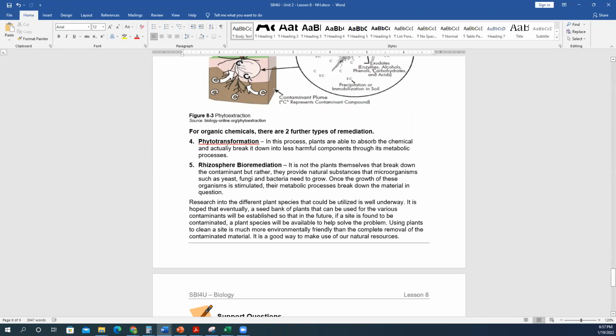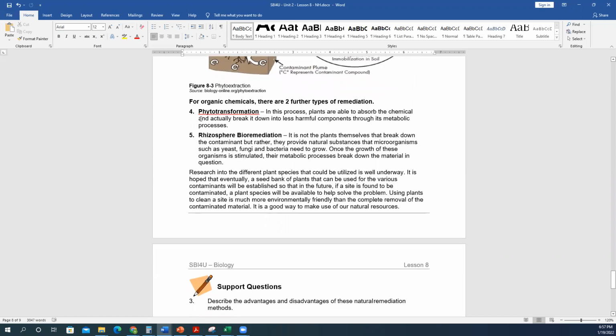phytotransformation. As you can imagine, you can use the title to help you remember what this process is about. Phyto is for the plant, and then transformation. So that contaminant, that organic chemical, is being metabolically transformed into less harmful chemicals by the plant. So phytotransformation.